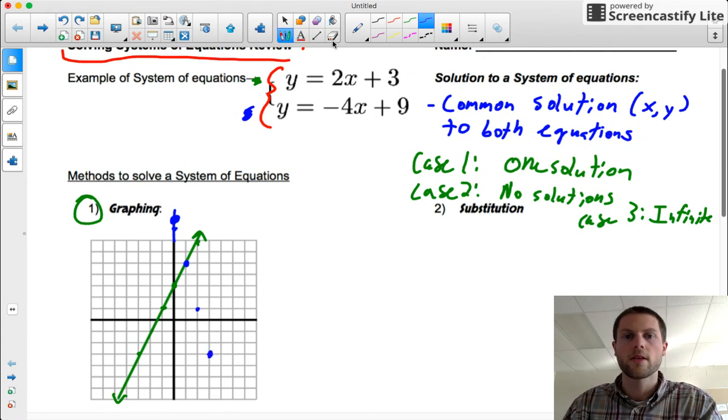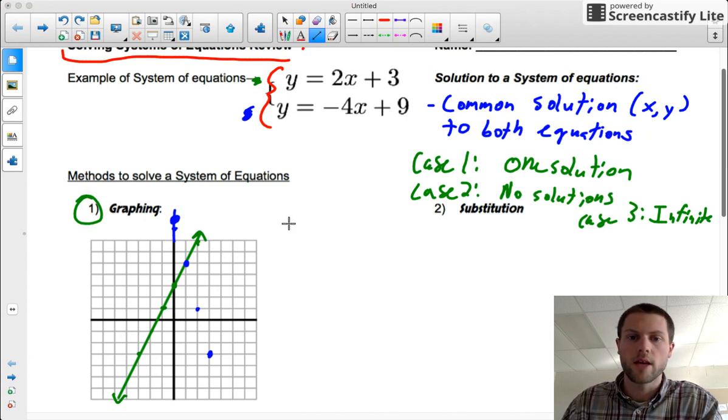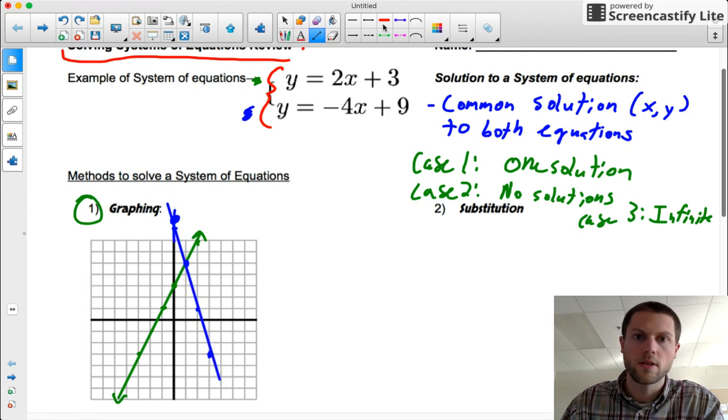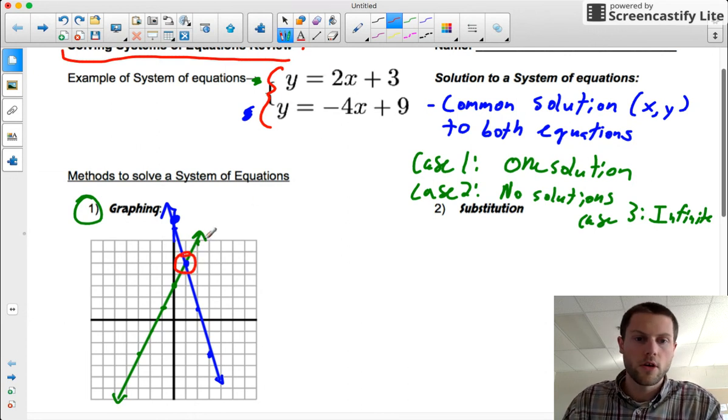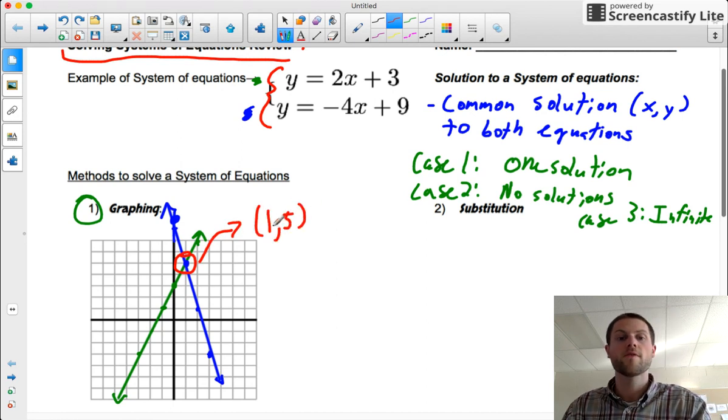Let's draw that line that connects all those dots. And it looks something like this. Okay, and we can see there's an intersection that's going on here. This intersection is the solution to both of these equations. So this intersection, this coordinate pair, is looking like 1, 5. That means that 1, 5 is a solution to my first equation, where x is 1 and y is 5, and my second equation, where x is 1 and y is 5. I have solved this system of equations.